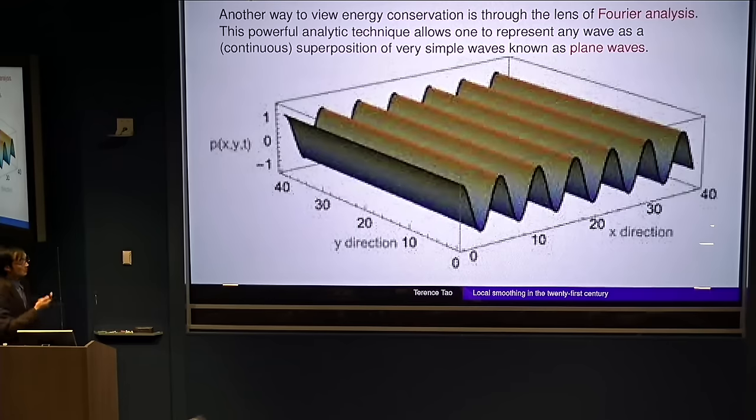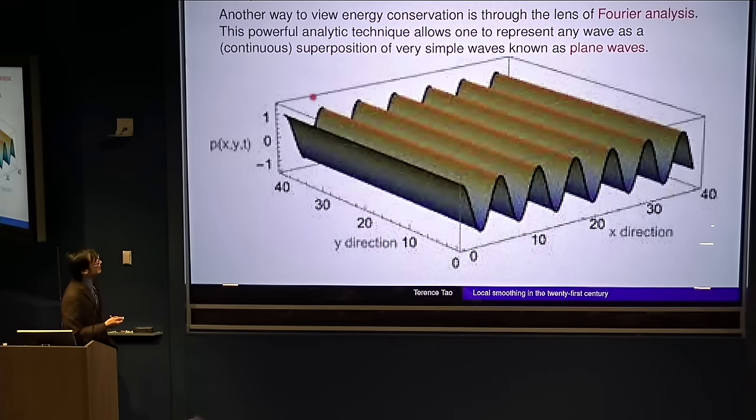So a basic way is through Fourier analysis, which is a very important tool to study all these equations. So Fourier analysis tells you that any wave can be written as a superposition of plane waves. So plane waves are just sines and cosines type waves that go on forever. They're not localized. They're extremely boring. About the simplest example of a wave that actually waves.